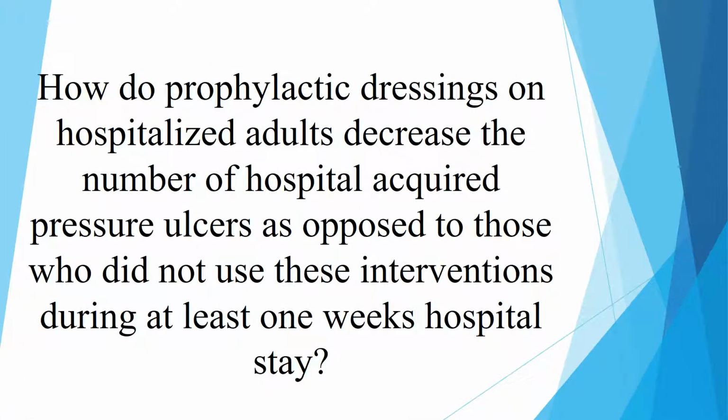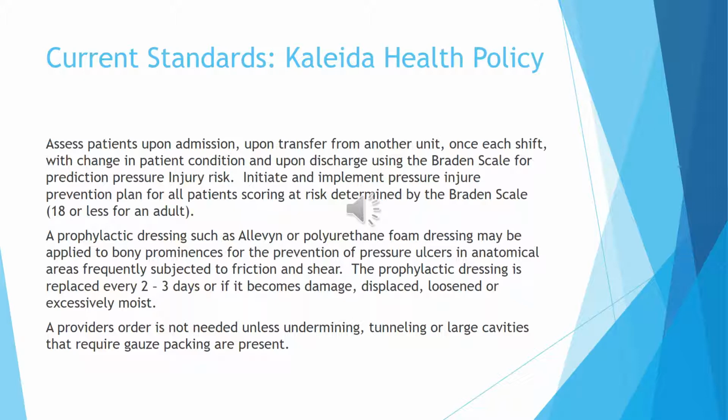How do prophylactic dressings on hospitalized adults decrease the number of hospital-acquired pressure ulcers as opposed to those who did not use these interventions during at least 1 week's hospital stay? The current standards for classifying, intervening, and measuring outcomes under Kaleida Health policy.